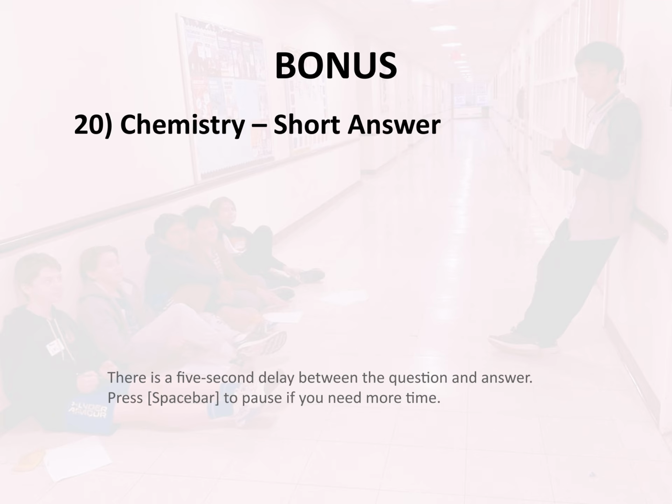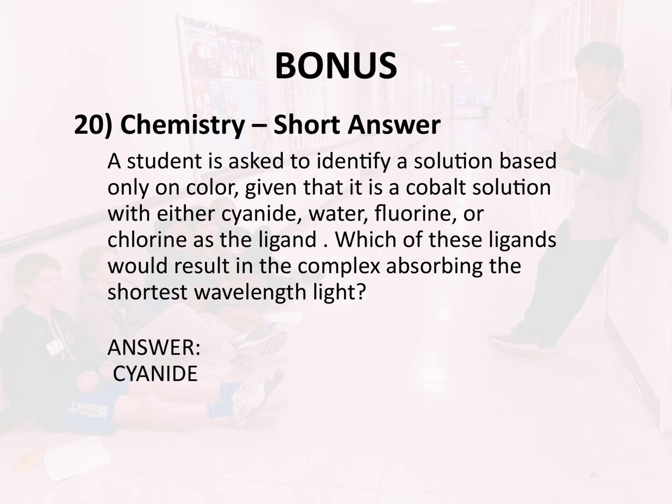Bonus 20. Chemistry, short answer. A student is asked to identify a solution based only on color, given that it is a cobalt solution with either cyanide, water, fluorine, or chlorine as the ligand. Which of these ligands would result in the complex absorbing the shortest wavelength light? Answer: cyanide.